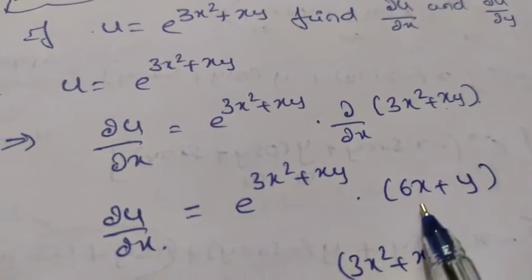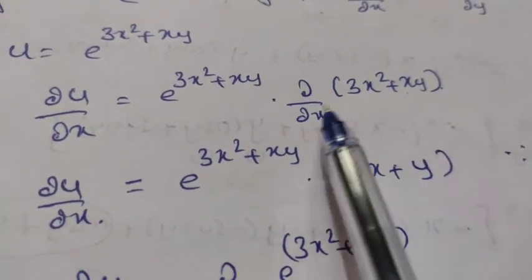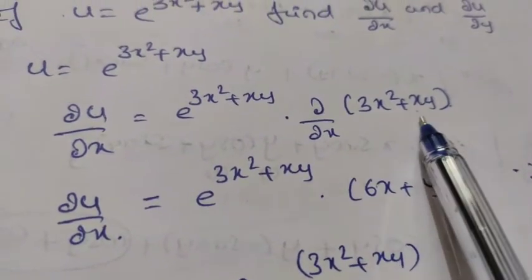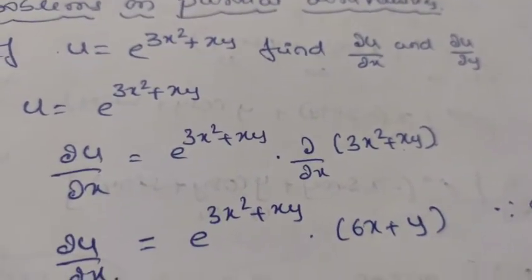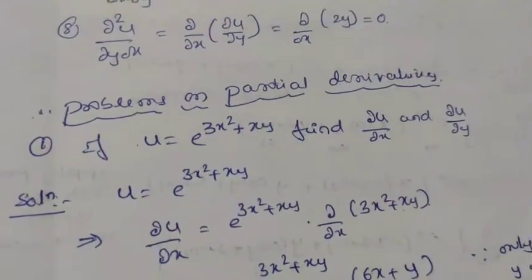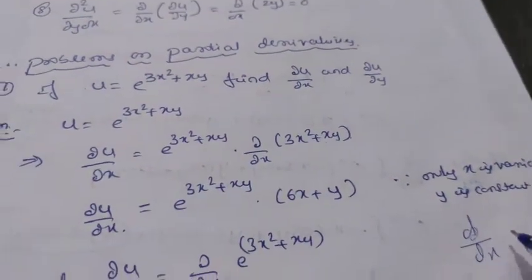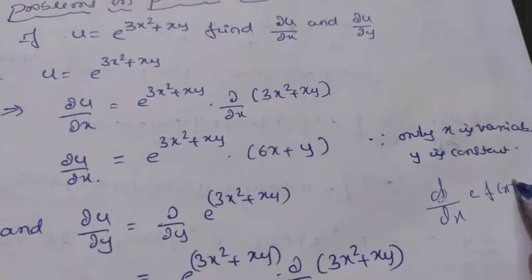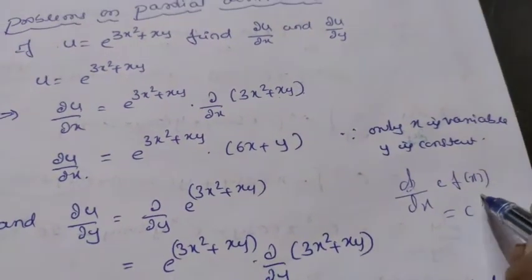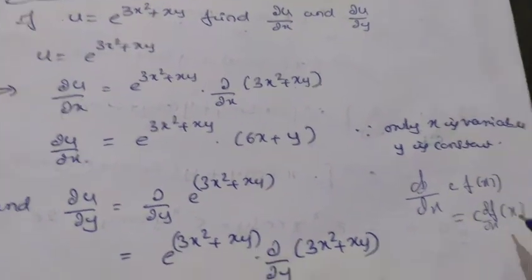Derivative of 3x² is 6x, plus the derivative of x into y with respect to x. Here it is like a constant into a function. We know the derivative d by dx of a constant into f of x is equal to the constant as it is into the derivative of f of x.